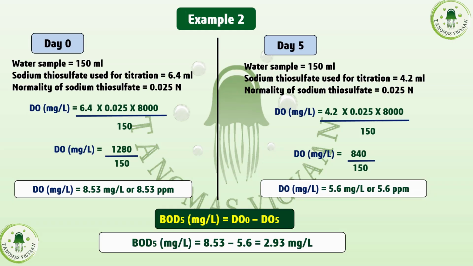So this is how you calculate the BOD of your sample. You simply do the dissolved oxygen experiment, and then you find the biological oxygen demand after 5 days. Now, dissolved oxygen and BOD are inversely related to each other. If the BOD is high, dissolved oxygen is low. If dissolved oxygen is high, BOD is low.